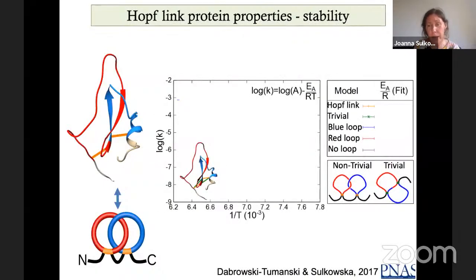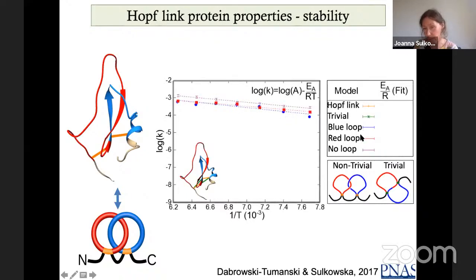In this case, you can make another nice experiment to test if the topology influences the stability of the protein. You can construct 2 proteins, or 1 protein, but with 2 different topologies. This one is non-trivial, and on the right side, it's exactly the same number of cysteine bridges, but trivial topology. And then you can measure the probability to unfold the protein. This is the energy barrier to unfold the protein without any cysteine bridge. When you add the cysteine bridge, the blue one loop, this is the energy barrier.